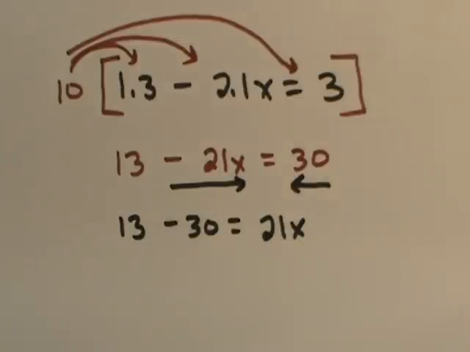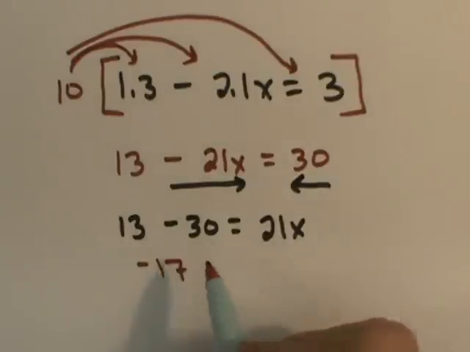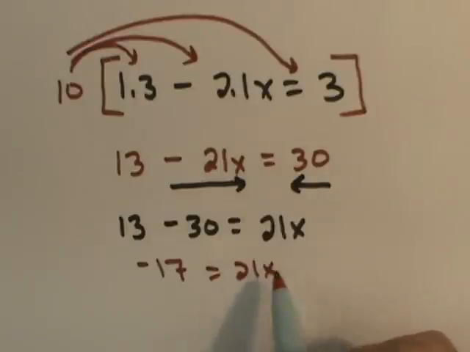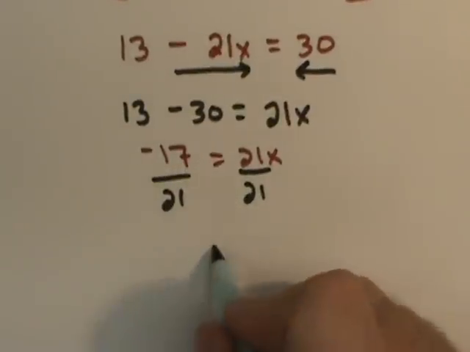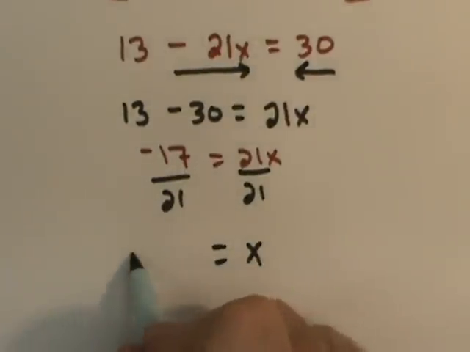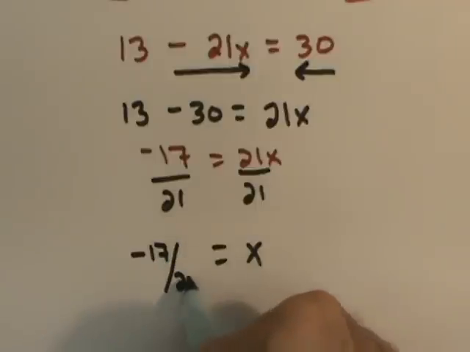13 take away 30 would be negative 17. And you always divide by the coefficient. You always divide by the number in front of the variable. So I divide by 21. That leaves me with a proper fraction here. I won't divide this and go to decimals. I'll leave it just as it is. And so I say x equals negative 17 over 21.